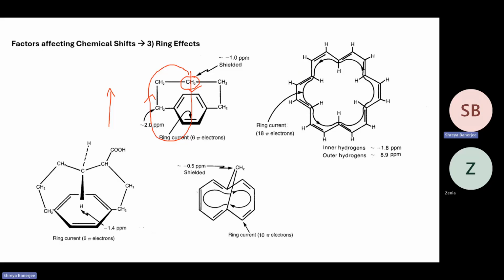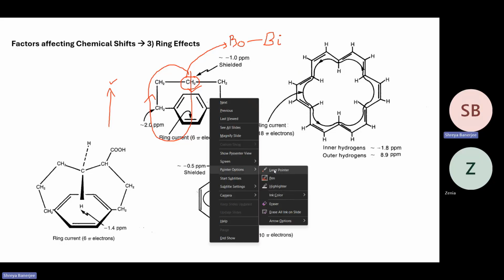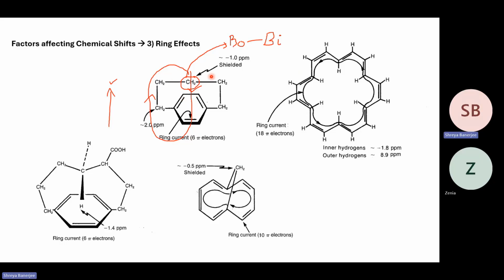So it is experiencing B0, which is this one, minus Bi, which is this induced magnetic field downwards. They are in opposite directions. So if that is the case, then the chemical shift will be much lower. In fact, it goes to negative values, -1 ppm, which is called being shielded.